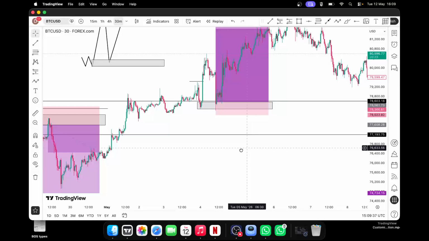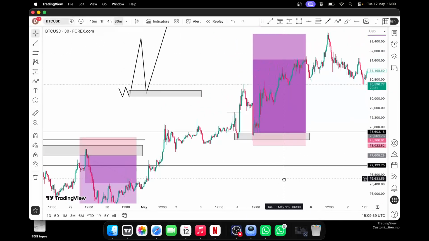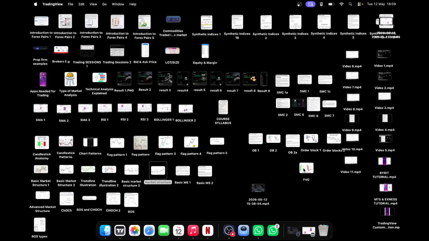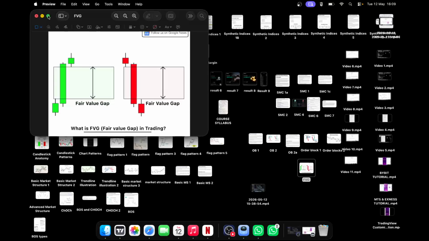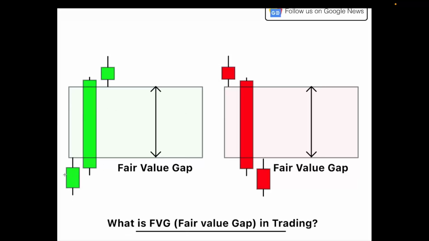So that is that about breaker block. Now, what of fair value gap? Let me still explain more about fair value gap for you. So you see fair value gap. Let's say I'm considering three candles.